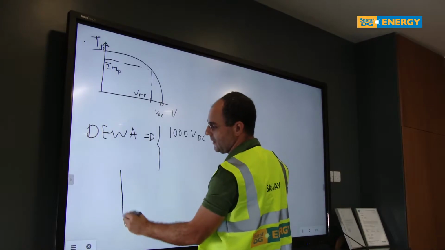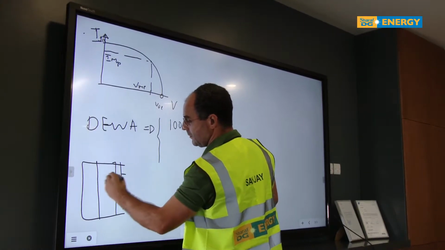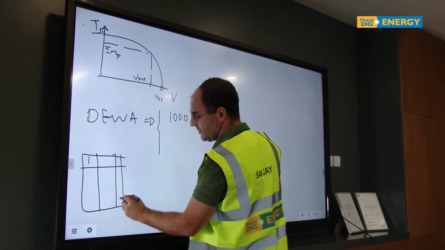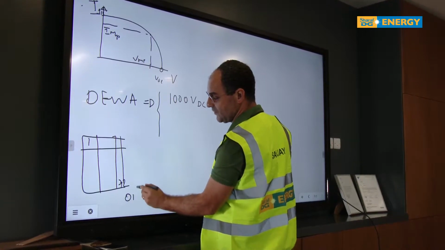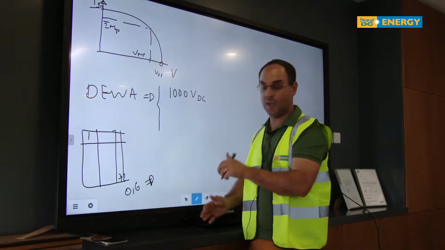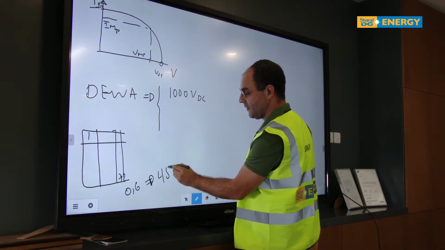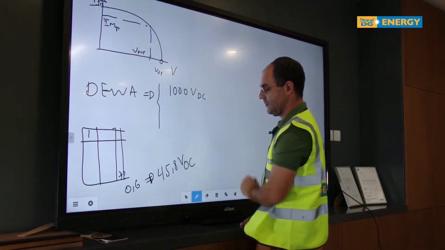Let me just make another panel here. This is the cell number 1. This is the cell 72, okay? Each one has 0.6 volts. Then after combining in series and in parallel, we will have 45.8 volt. This is VOC, okay?